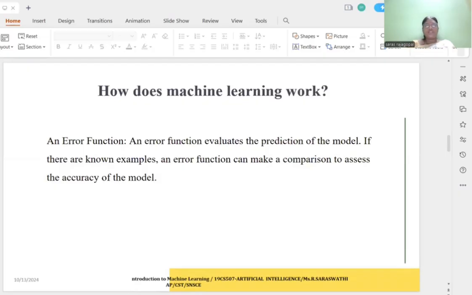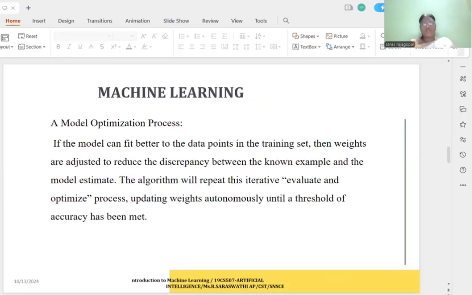Next is the error function. The error function evaluates the prediction of the model. If there are known examples, an error function makes a comparison to assess the accuracy of the model. Then comes the model optimization process. If the model can fit better to the data points in the training set, then weights are adjusted to reduce the discrepancy between the known example and the model estimate. The algorithm will repeat this iterate, evaluate, and optimize process, updating weights autonomously until a threshold of accuracy has been met.